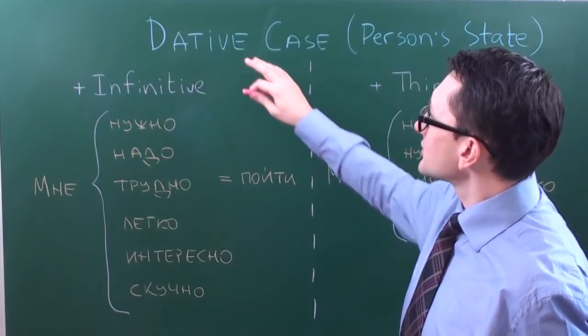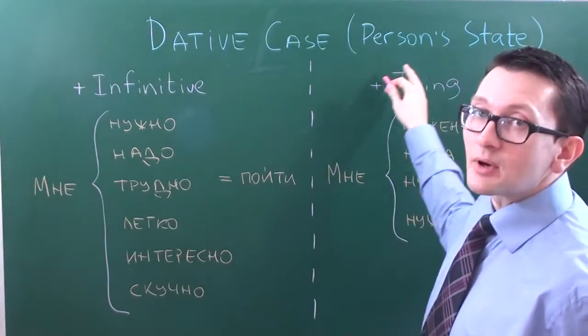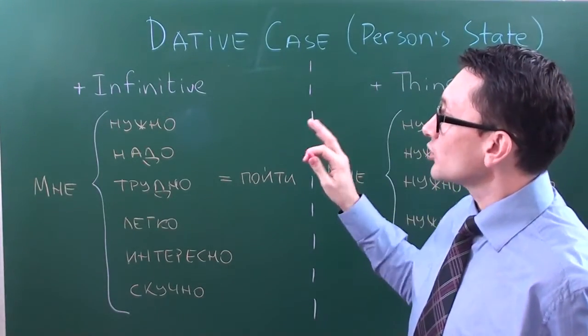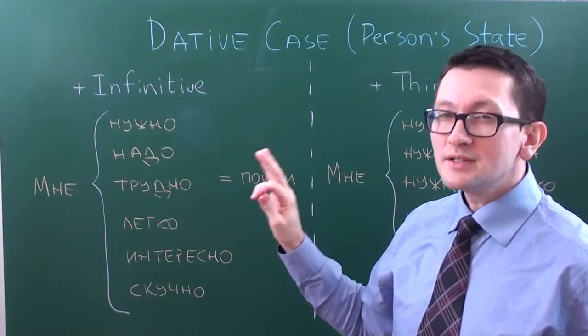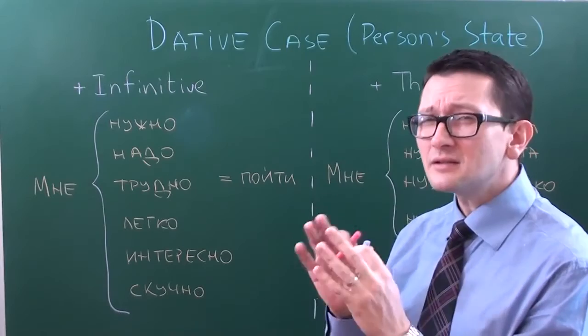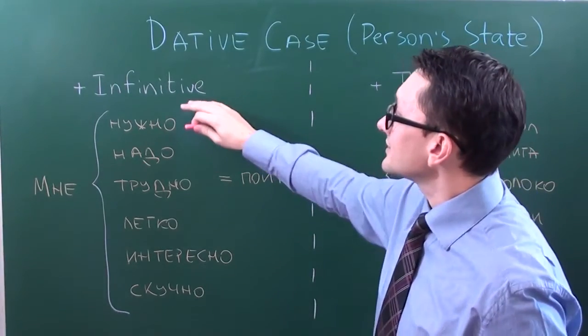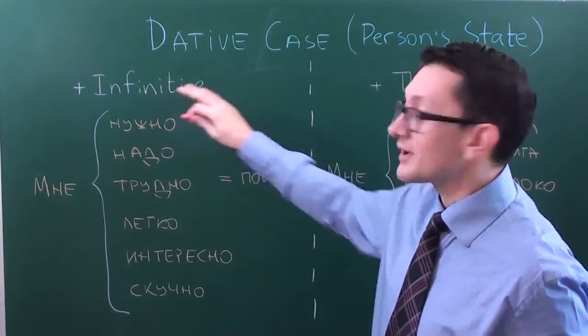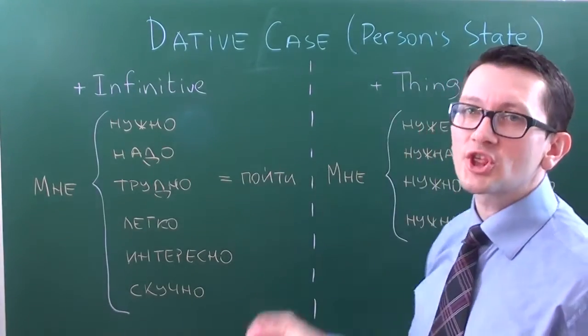When we speak about dative case, and this is about the person state, we divide this topic into two different sections, which are very close to each other, quite similar, but still are quite different. That is the dative case with the infinitive and with a thing. Alright?